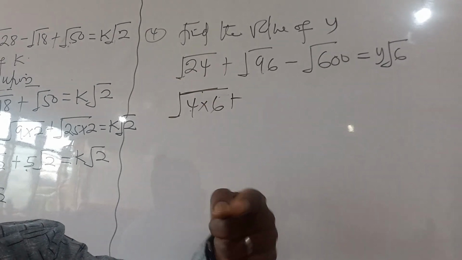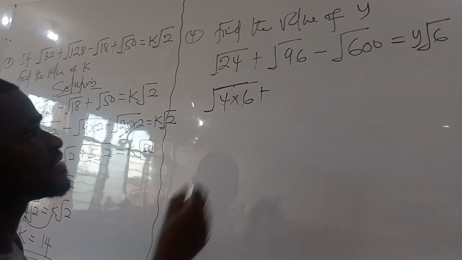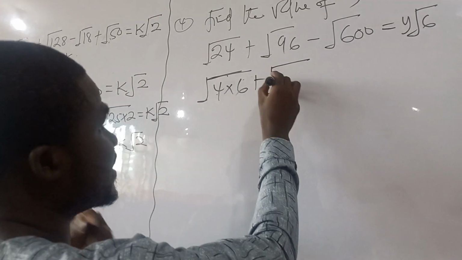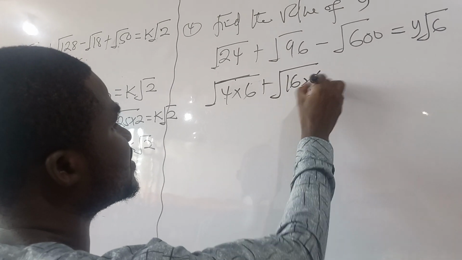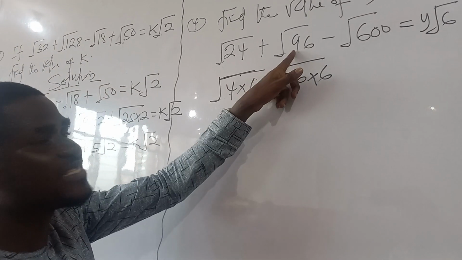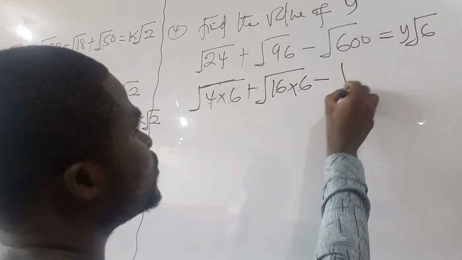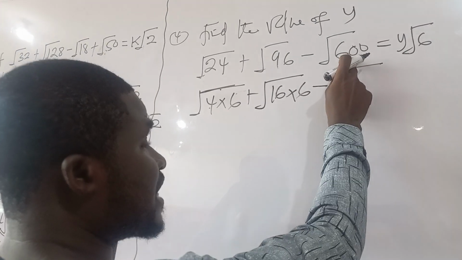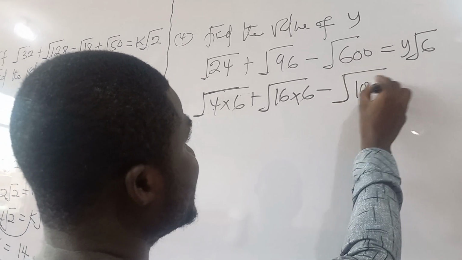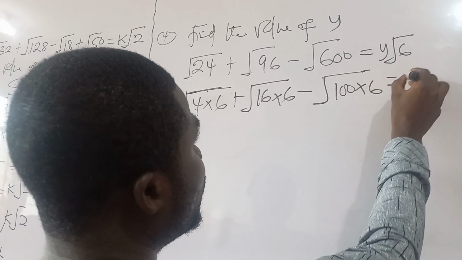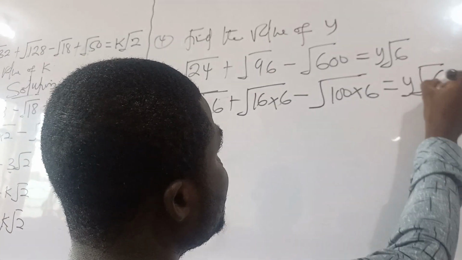So 6 times what number will give you 96? 16 times 6 will give us 96. Minus square root of 600 will give us 100 times 6 equals y root 6.